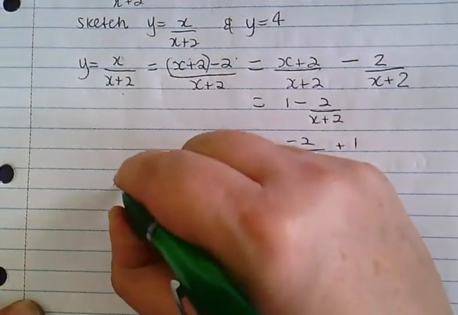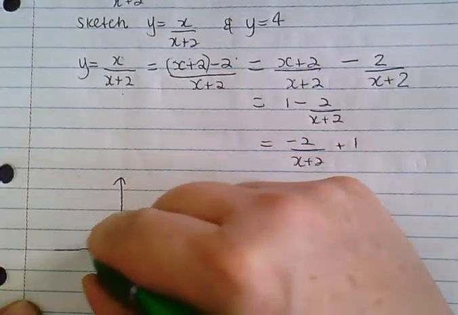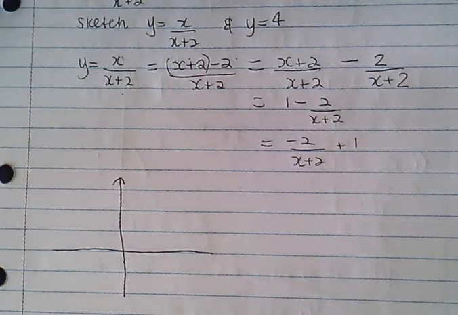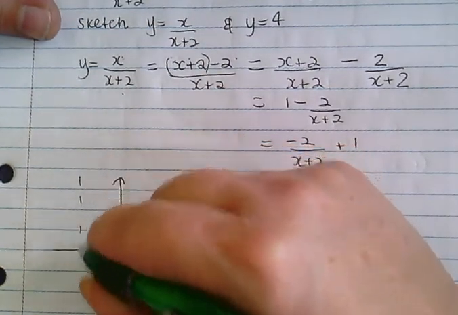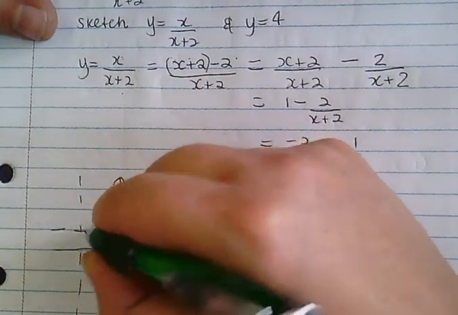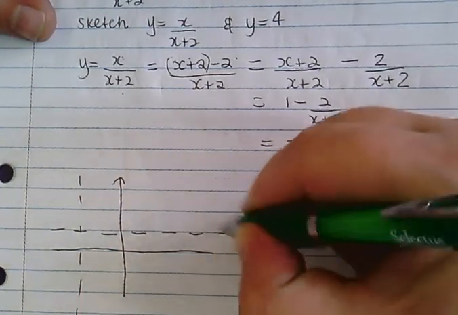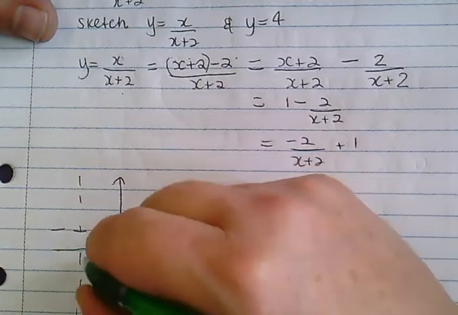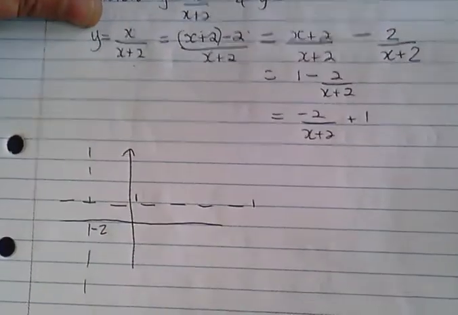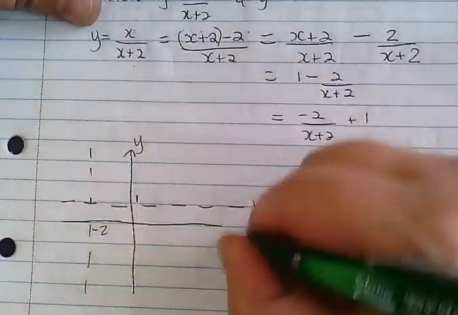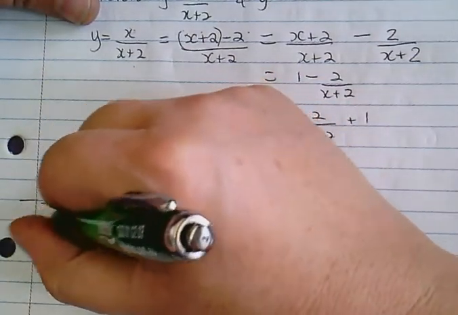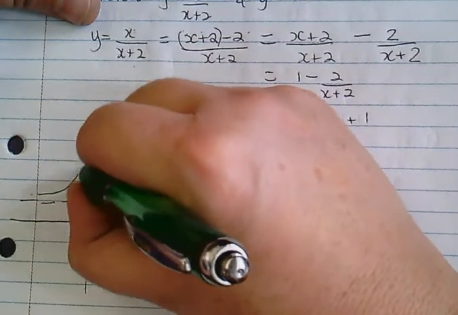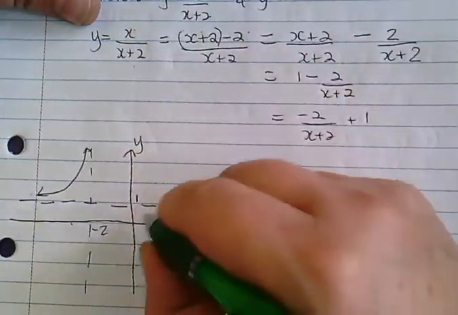So let's sketch it. So we're going to sketch that and the line y equals 4. So where is it shifted again? To negative 2 across and 1 up. So it's shifted 1 up and negative 2 to the left. So that's y, that's x. Which quadrants? Quadrant 2, quadrant 4.